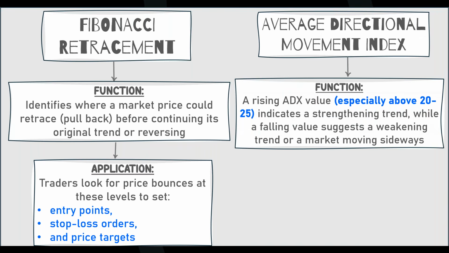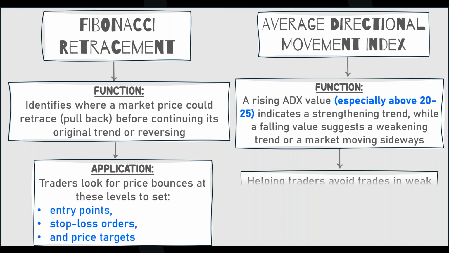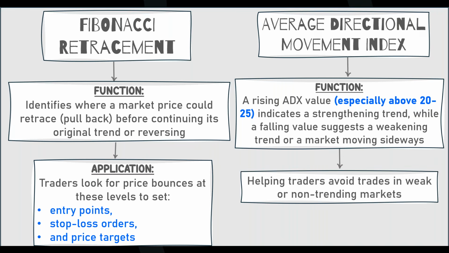And with your directional movement, especially above 20, it means that this trend is strong. If it starts moving below 20, it means either the trend is getting weaker, or there may be sideways movement that you should anticipate. So it helps traders to avoid trading weak trends. Do you get what I'm saying? Or non-trends. You'd never want to be trading something that's just moving sideways.